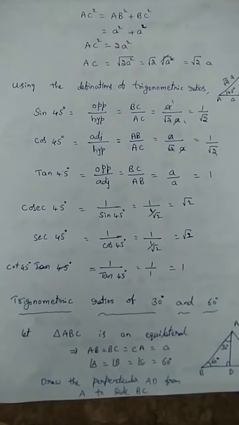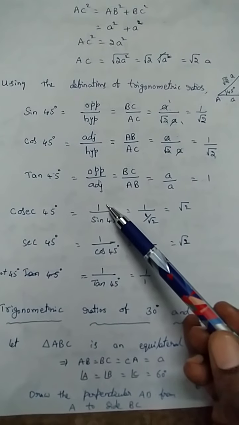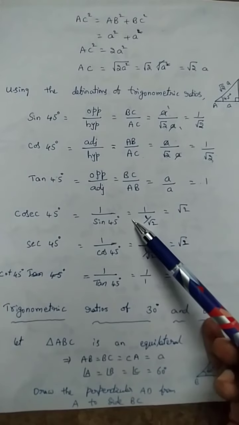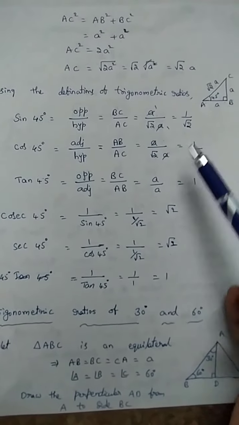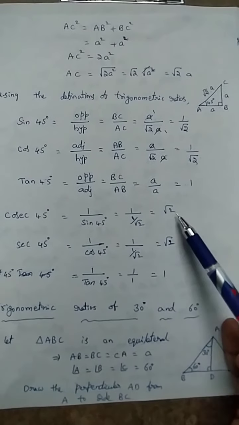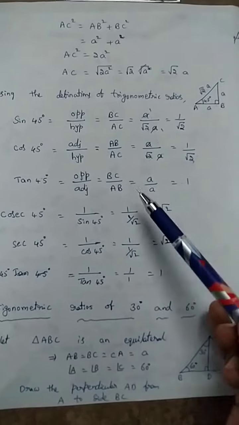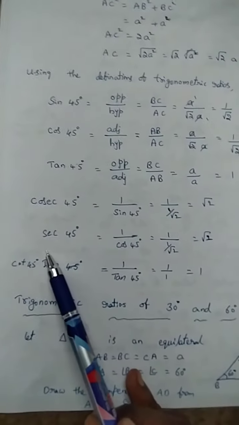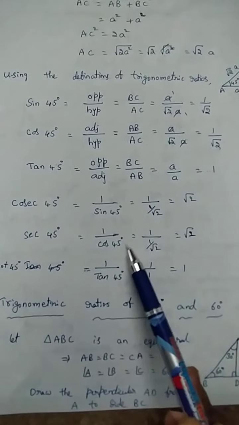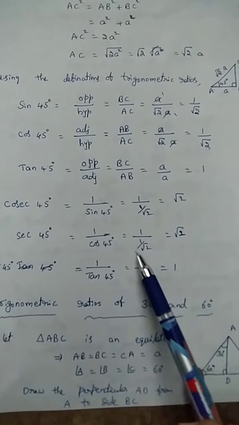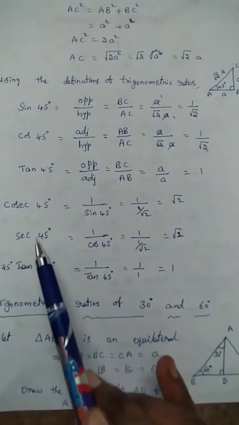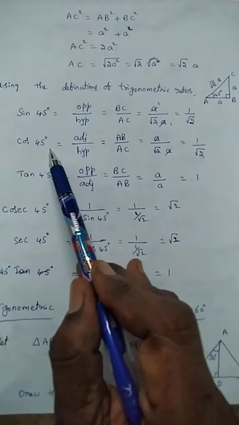Then coming to cosecant 45 degrees. What is cosecant 45 degrees? It is the reciprocal of sine, 1 by sine 45 degrees. What is the sine 45 degrees value? 1 by root 2, so 1 by 1 by root 2. Write it as root 2 by interchanging it to the numerator. Then coming to secant 45. Secant is the reciprocal of cos, 1 by cos 45, which means root 2. Again it is the same: cosecant 45 and secant 45 are the same, just as sin 45 and cos 45 are the same.